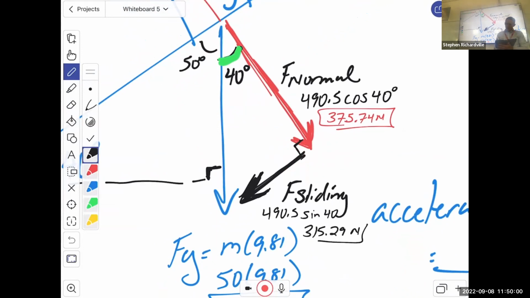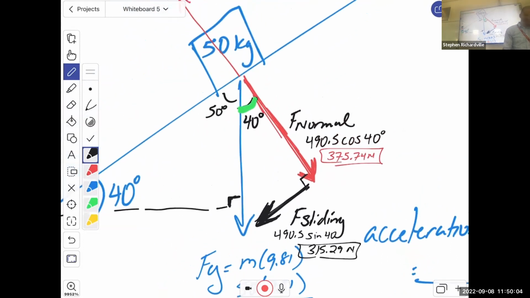So what am I trying to do here? What am I trying to do? I'm trying to figure out the acceleration of the box down the ramp. But all I've got is the 490.5 of gravity. But because that's straight down, not all of that is actually making it go down the ramp. Some of it's kind of into the ramp.